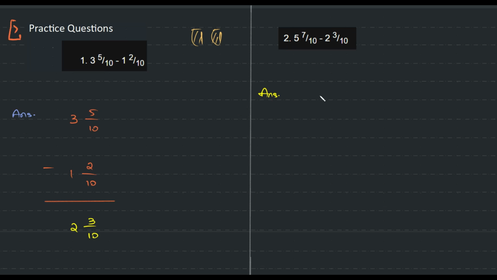The next one we have is 5 and 7 by 10, and then we have 2 and 3 by 10. So on subtracting, what do you guys end up with? 7 and 3, this is 4 by 10, and 5 and 2, we have 3 over here. So 3 and 4 tenths.